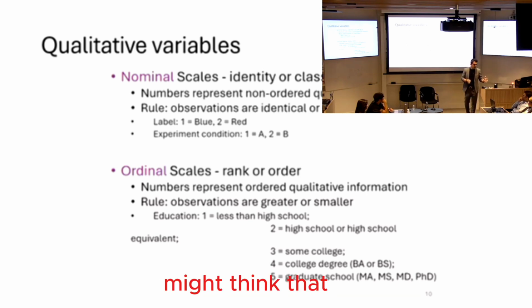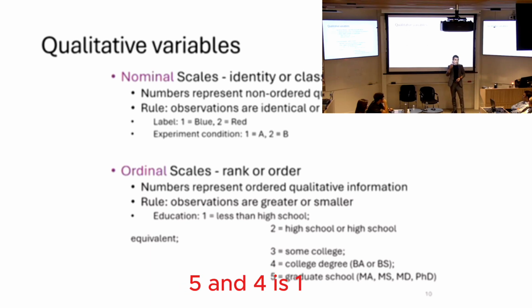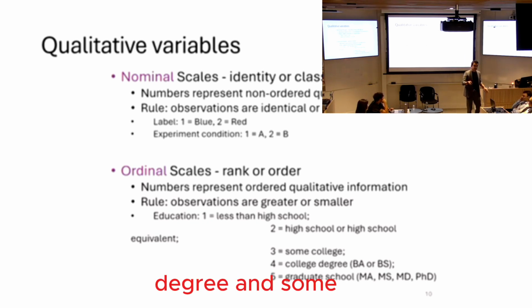And some of you still might think that yes, they are exactly the same, but what is the problem with that assumption? When you have this 1, 2, 3, 4, 5 in mathematical operations, you're basically saying that the difference between 5 and 4 is 1, all right? 4 and 3 is 1 as well. But do you think that the difference between college degree and some college is exactly equal to the difference between high school or high school equivalent and less than high school? No? Or yes? Anyone thinking that they are the same?